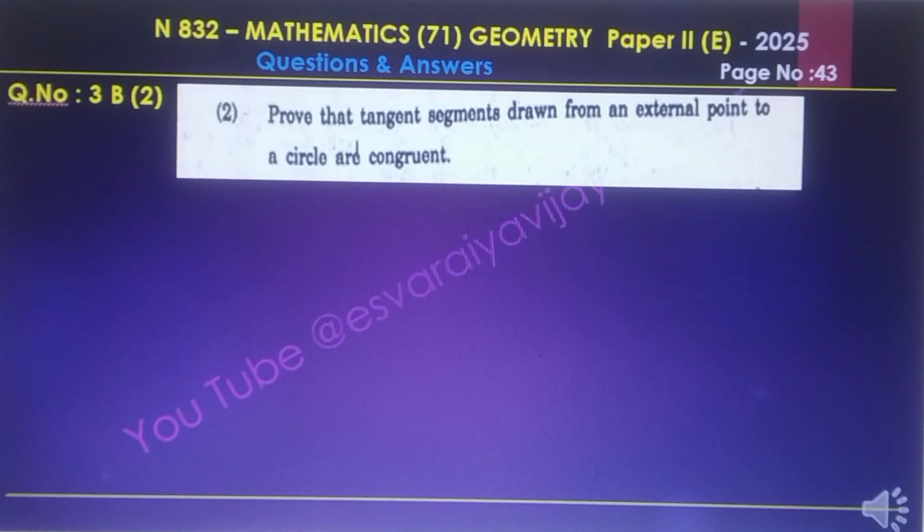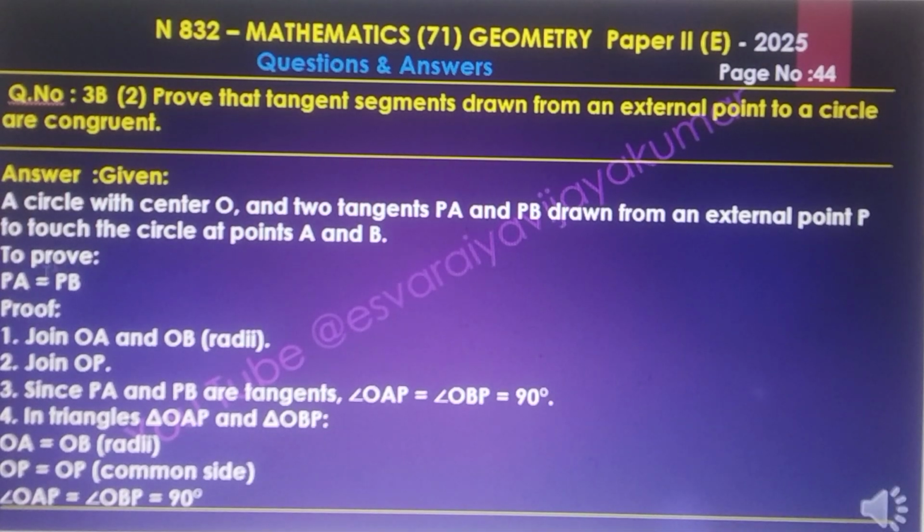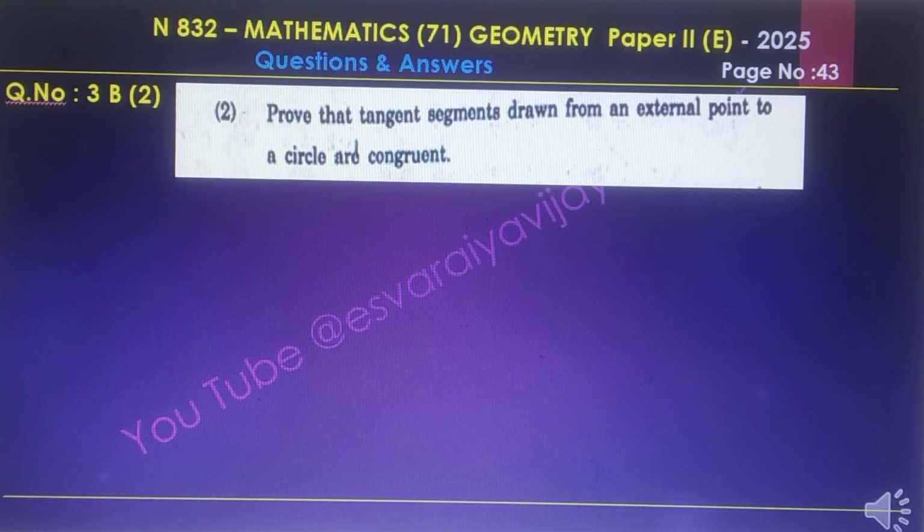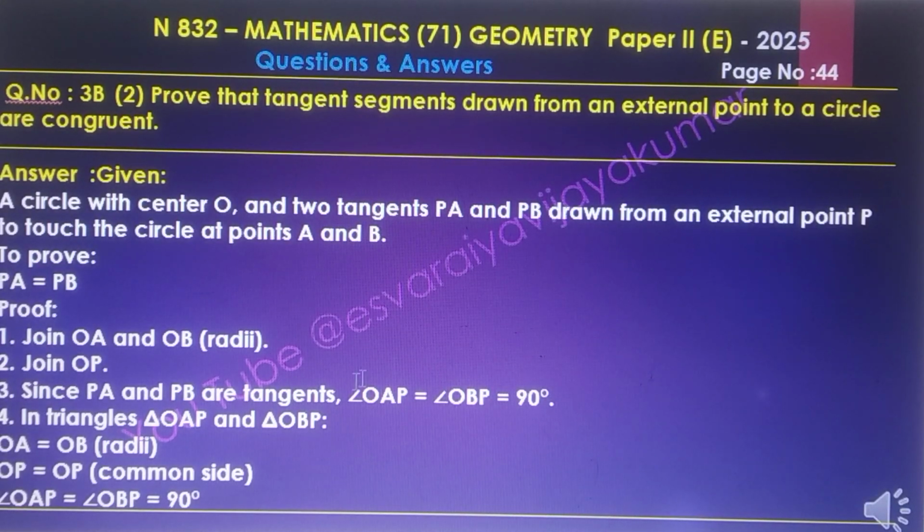Prove that tangent segments drawn from an external point to a circle are congruent. Here is the circle with center O and two points. Here is the answer. PA equals PB, and in the proof, join OQ equal to OP radii, join OP.